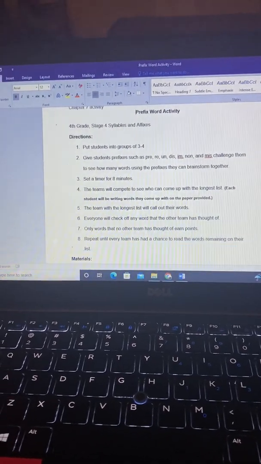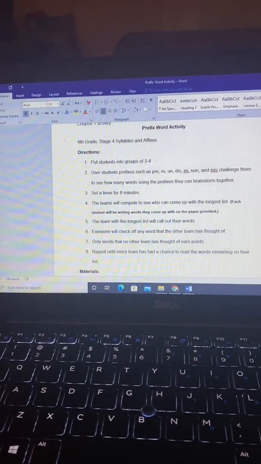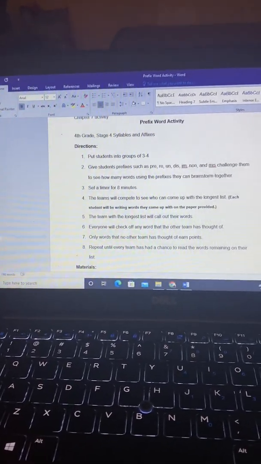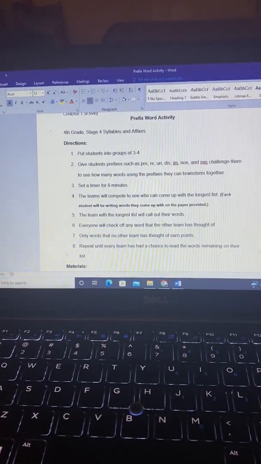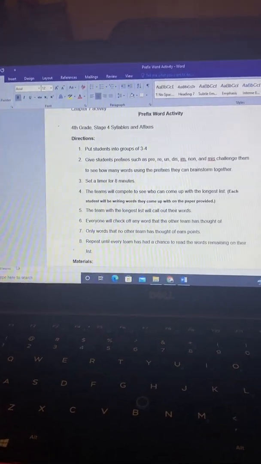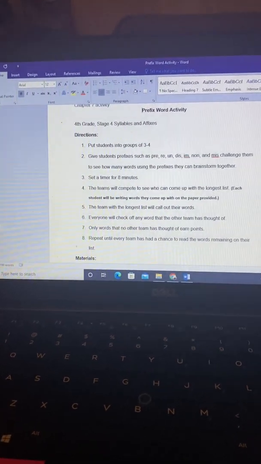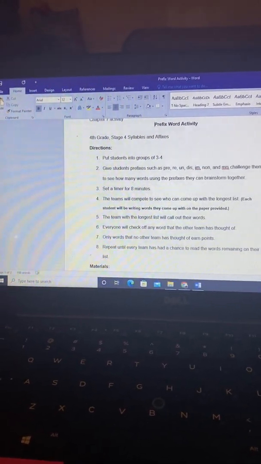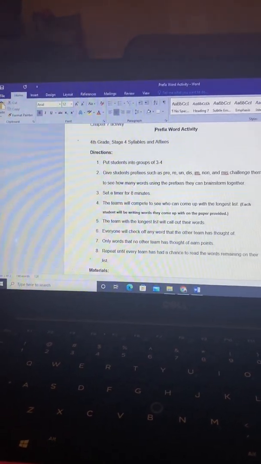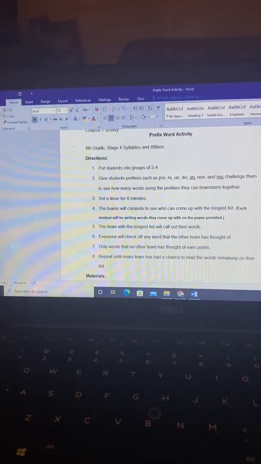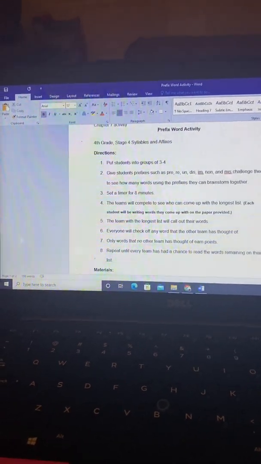You would put the students in groups of 3 or 4 and give them prefixes such as pre, re, un, dis, im, in, or mis, and see how many words they can brainstorm together using the prefixes. And I would set a timer for about 8 minutes.